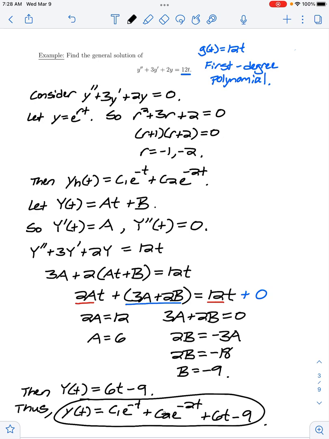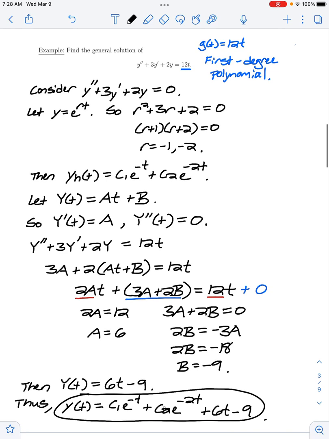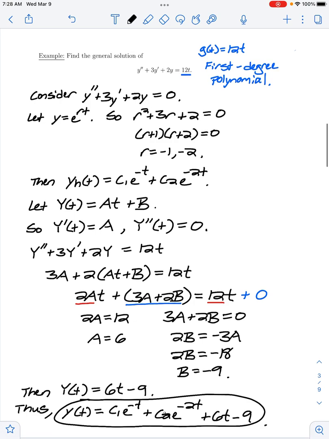Okay. Now, one thing that I'll try to stress as we work through these examples would be how to handle some different cases for this g of t function. As we've seen in this first example, if g of t is a linear or first-degree polynomial, we would look for a particular solution of the same form.